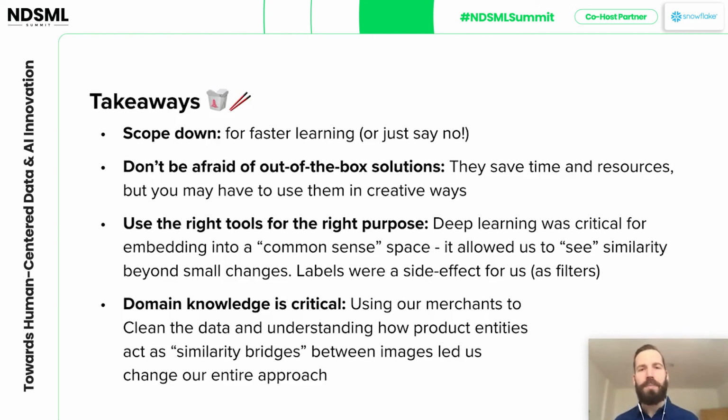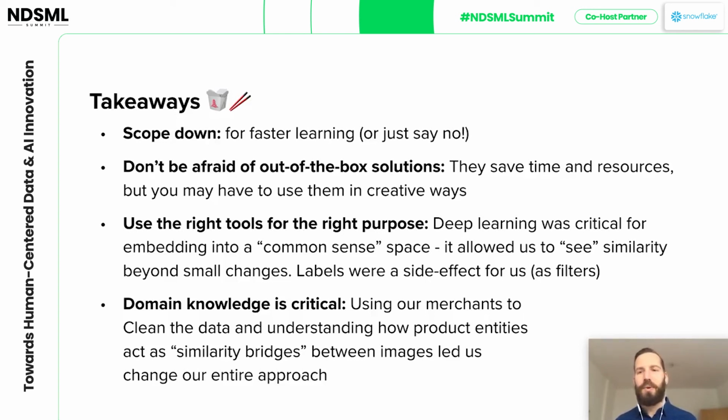The second takeaway, out-of-the-box solutions prove to be really useful here. The only thing is you might have to be a little bit creative in the way you use them, so don't stick to the recipe too hard and pick and choose whichever things work best for you. On that note, pick the right tool for the right task. For our case, deep learning was really great for embedding vectors in a common sense space. It worked much better than other techniques, but the clustering algorithm, not great, or the labeling, not great. We just discarded them.